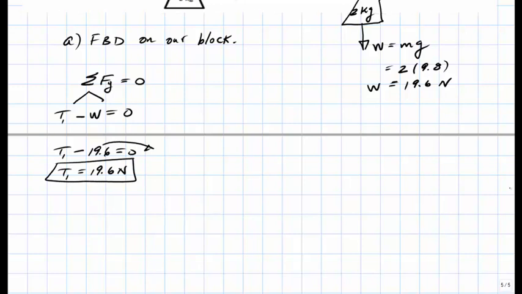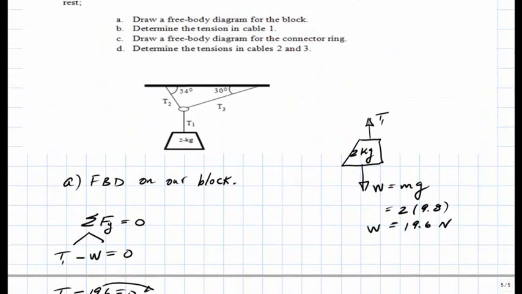Now you may be wondering why we disregarded T2 and T3 within this free body diagram. And the answer is T2 and T3 are not in direct contact with our block, and so therefore they must be disregarded.